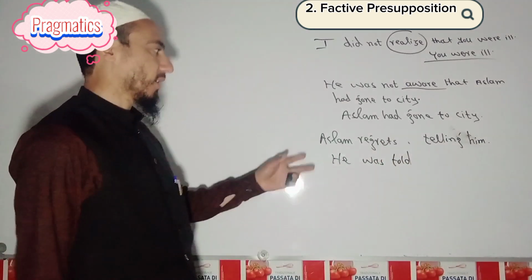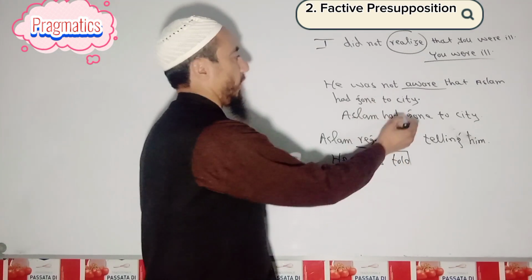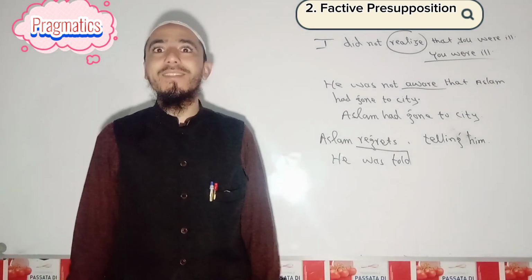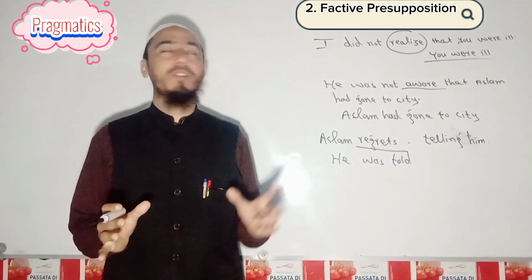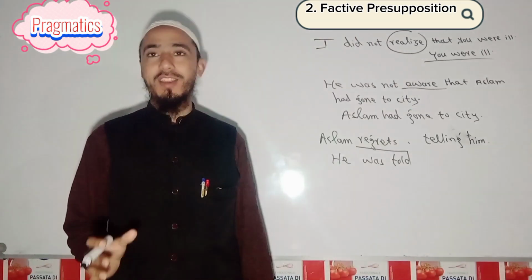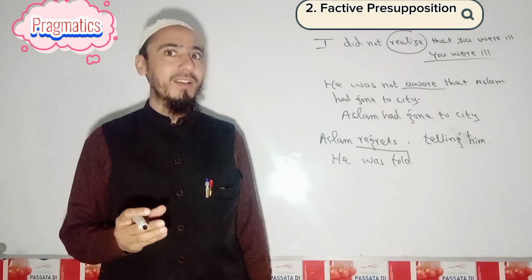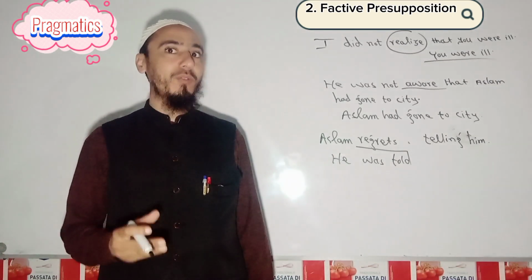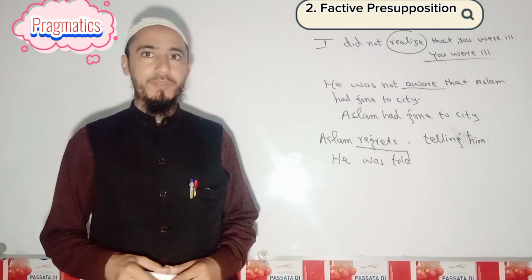Listeners and audience, here the presence of regret, the presence of aware and the presence of realize, these utterances are true. So now you know about factive presupposition, that factive presupposition is an assumption that something is true due to the presence of certain verbs. Hope that this topic is clear to you. Thank you.